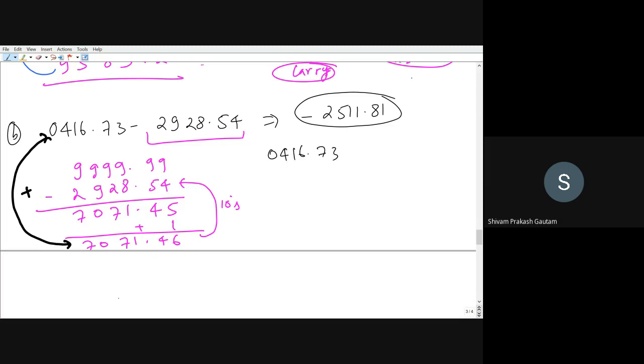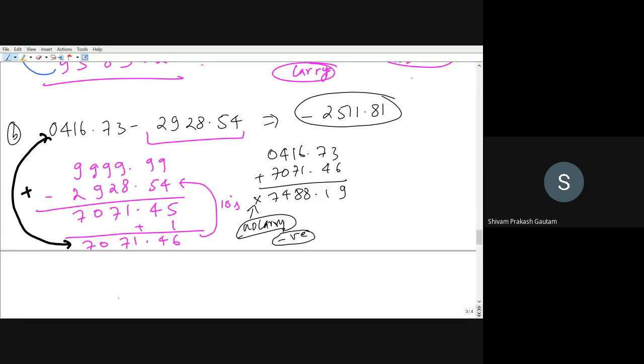0416.73 and 7071.46. So you have to add both of them. 9, 11, 8, 8, 4, 7. So right now you can see this is our result, but there is no carry. Once we have added, there is no carry. No carry, what does it signify? That our answer should be negative.